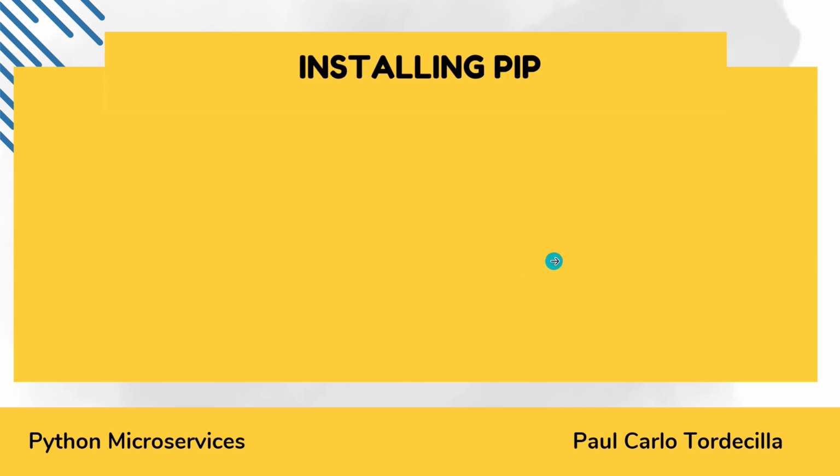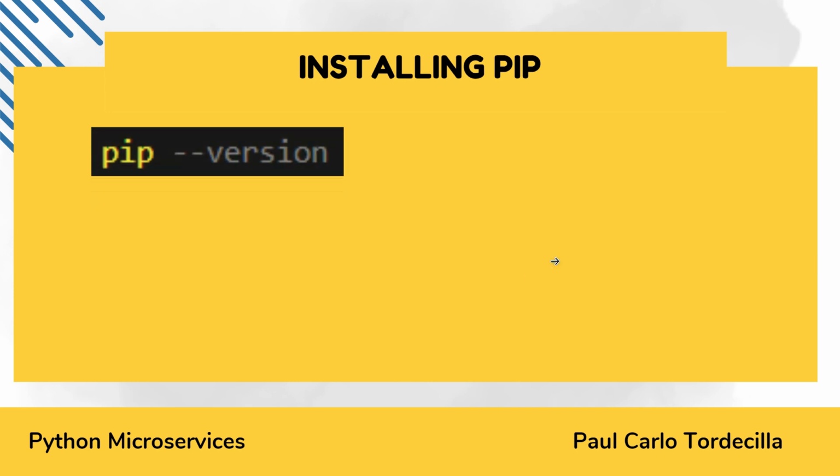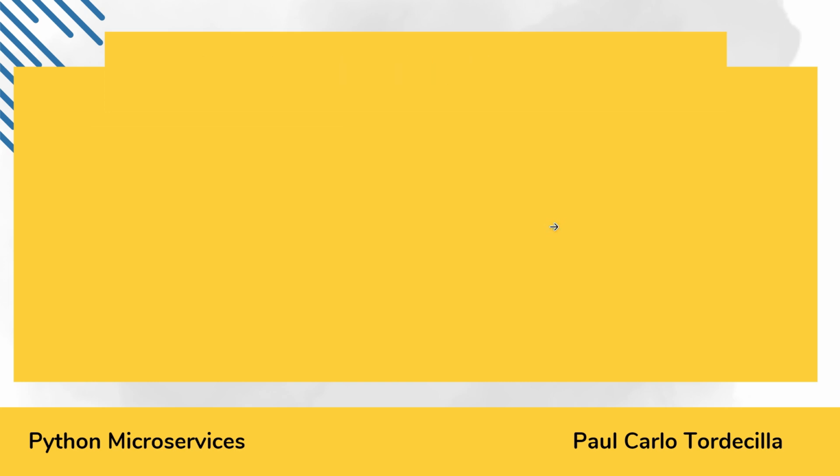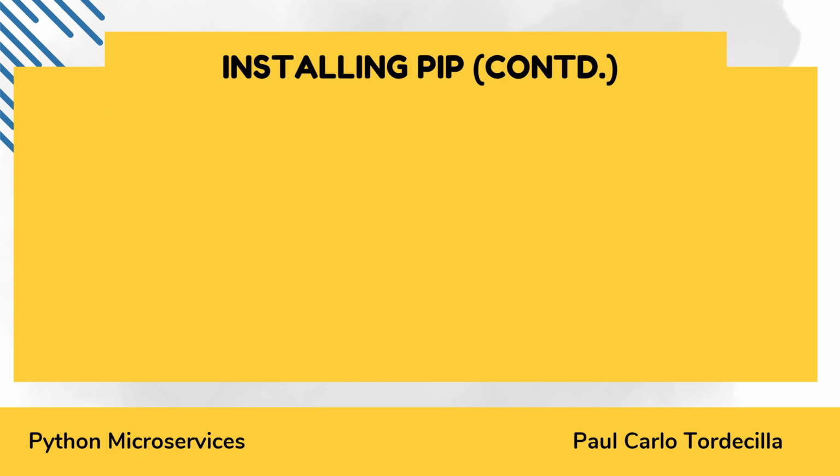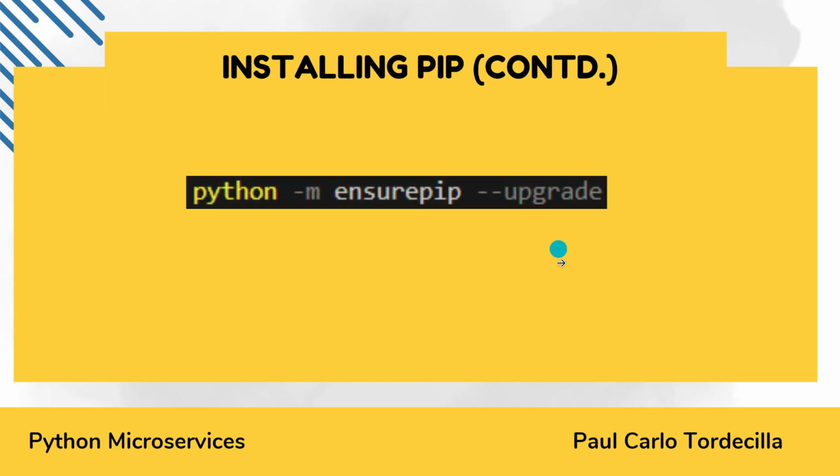Pip is the package installer for Python, allowing you to install and manage additional libraries and dependencies. Pip is included with Python 3.4 and later. Let's verify if pip is installed. Just type in your terminal or command prompt pip --version. If pip is not installed or you need to upgrade it, you can use the following command: python -m ensurepip --upgrade.